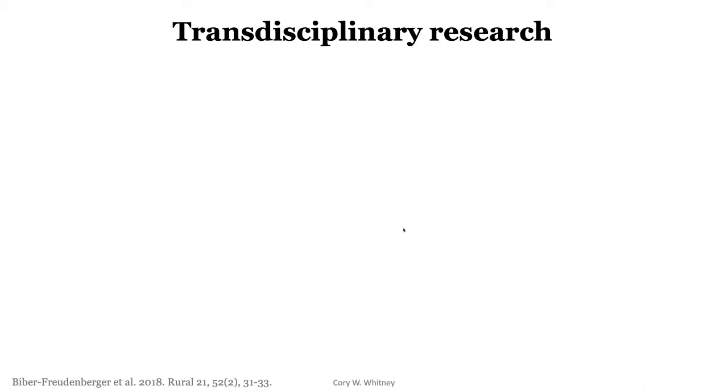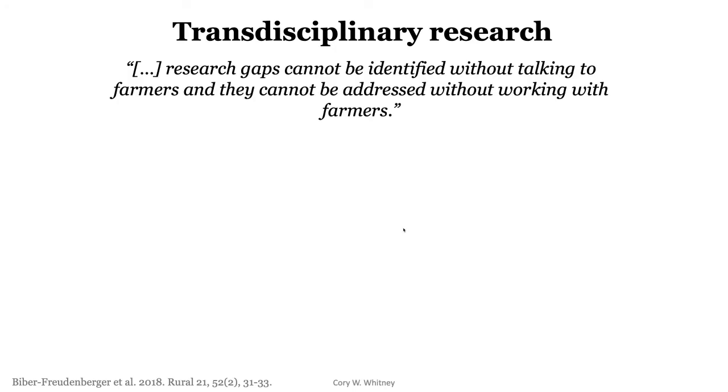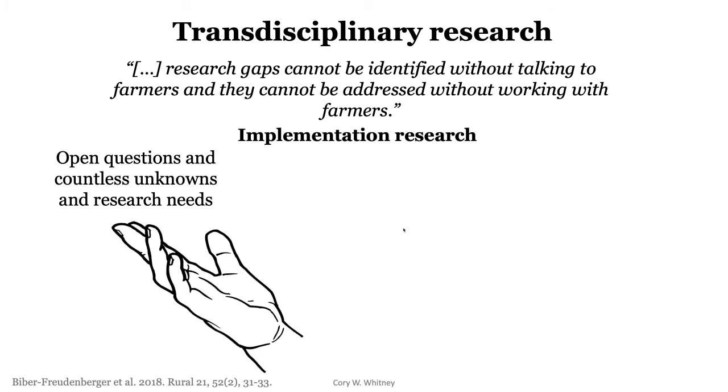There's a whole body of research, a whole theoretical frame of research called transdisciplinary research. And in this work, really for agricultural development, we say you can't really do work for farmers. You can't really identify something that will affect farmers unless farmers are part of the research process. And implementation research is another similar theoretical frame, really.